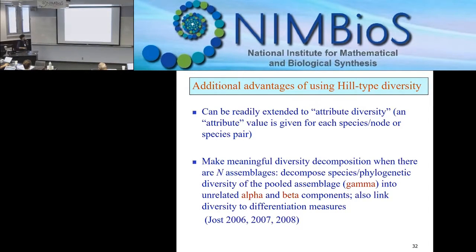Also, because this measure satisfies the doubling property, we can make a meaningful diversity decomposition when there are multiple assemblages over space or over time scale. That means we can decompose the diversity of the pooled assemblage, that's the gamma diversity, into within-assemblage alpha diversity and beta diversity. And this is work by my collaborator Lou, and maybe Lou can help comment on this aspect.